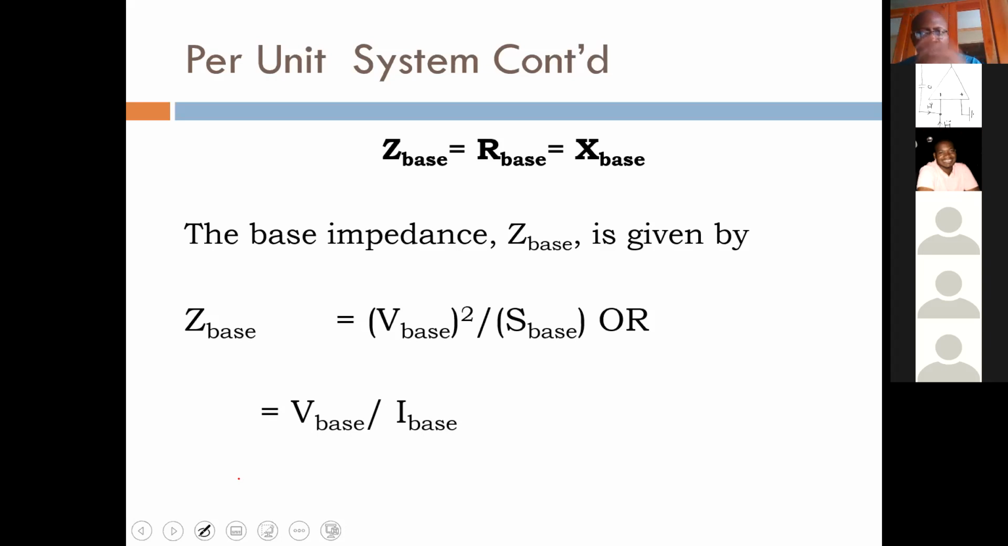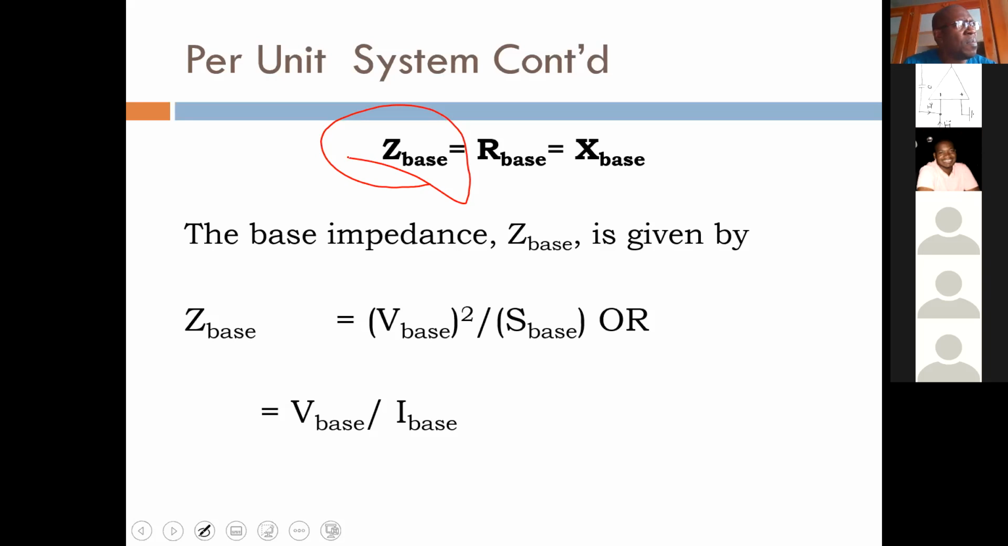So in other words, when we have calculated Z base, if you are converting resistance or reactance, you would use the same Z base. But remember, Z base would be a derived quantity. There are only 2 quantities that you're going to select, V and S. Everything else is derived. So Z is derived.